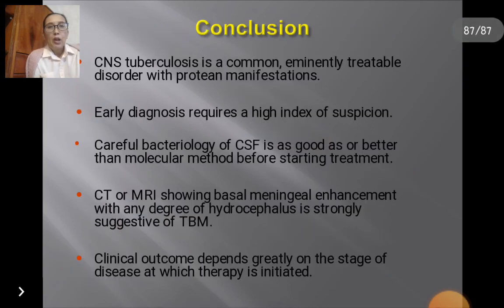In conclusion, central nervous system tuberculosis is a common, treatable disorder with protean manifestations. Early diagnosis requires a high index of suspicion. Careful bacteriology of CSF is as good as or better than molecular methods before starting treatment. CT or MRI showing basal meningeal enhancement with a degree of hydrocephalus is strongly suggestive of TBM, and clinical outcome depends greatly on the stage of disease at which therapy is initiated.